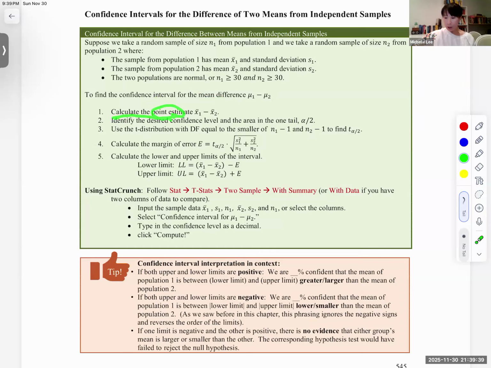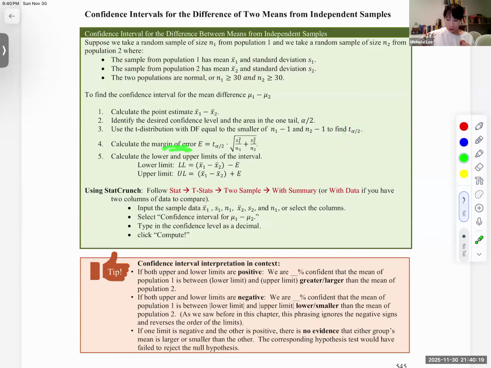So we use x bar as the point estimate for mu, right? We use p hat as the point estimate for population proportion p, right? But in this case, we have a mean difference, so we are using two samples. So x sub 1 minus x sub 2. Then we are using the t distribution, t sub alpha over 2. We are going to use StatCrunch for this one.